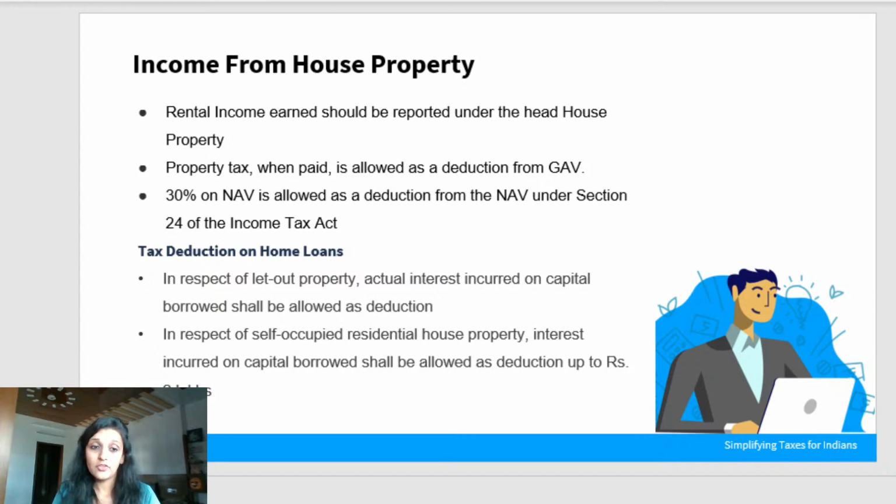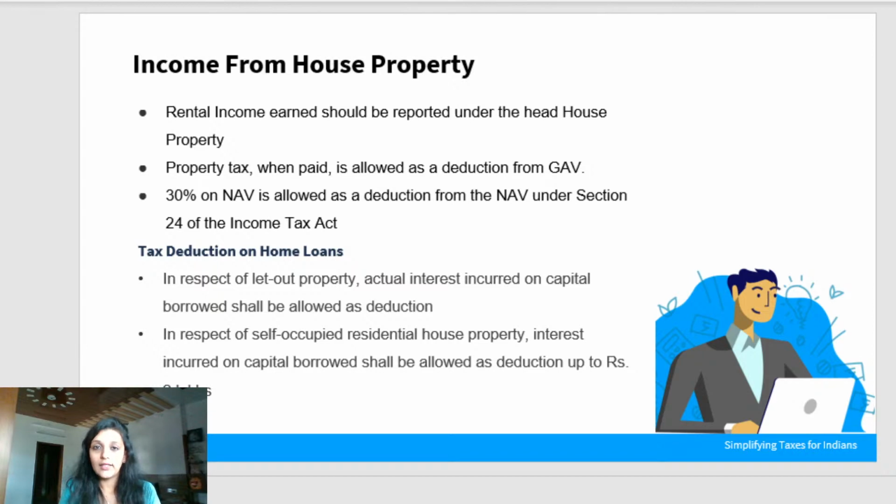Then, what is let-out house property? A house which is rented for the whole or part of the year will be considered as let-out. Once you're done with these two, the third part will be your rental house property. In case you have rented out your house and you are receiving rental income from that, then you have to include that under the rental house property head.